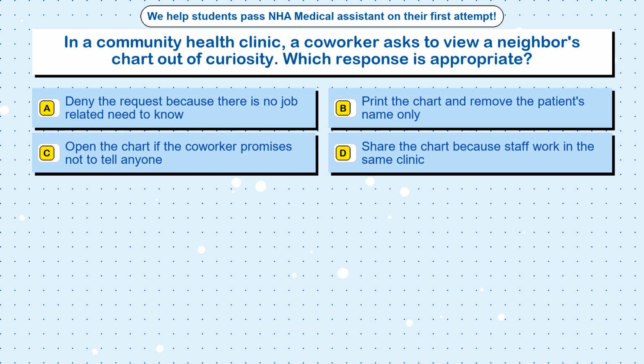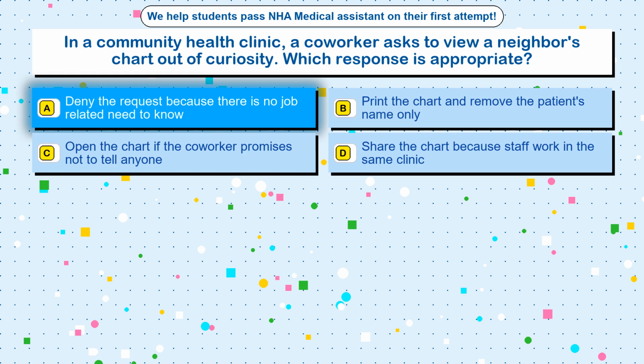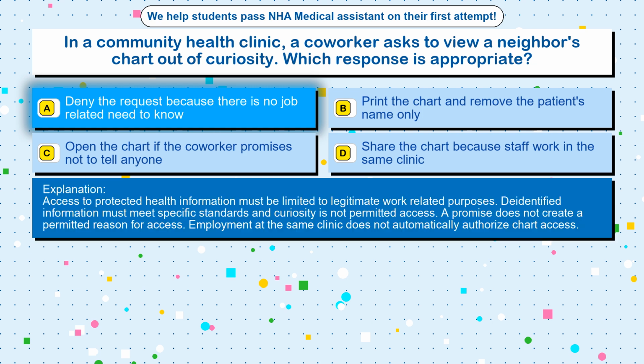Option D, share the chart because staff work in the same clinic. The correct answer is option A, deny the request because there is no job-related need to know. Access to protected health information must be limited to legitimate work-related purposes. De-identified information must meet specific standards and curiosity is not permitted access. A promise does not create a permitted reason for access. Employment at the same clinic does not automatically authorize chart access.